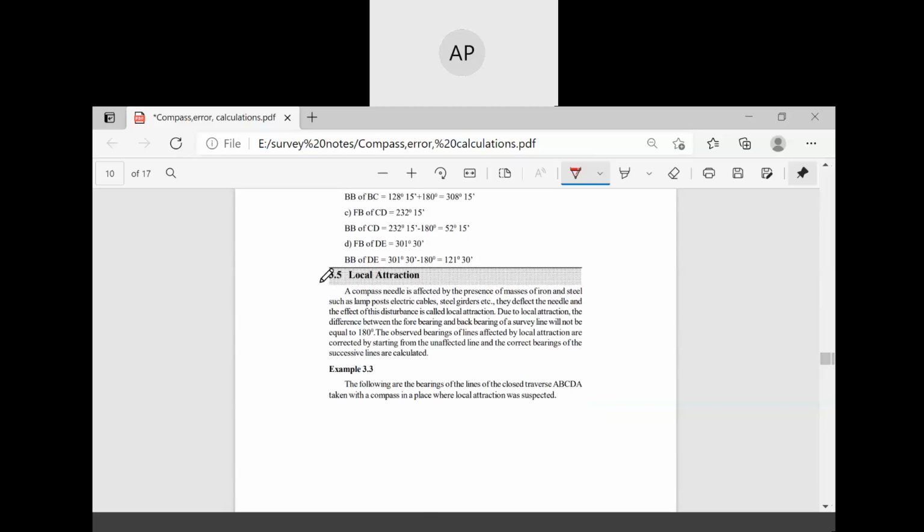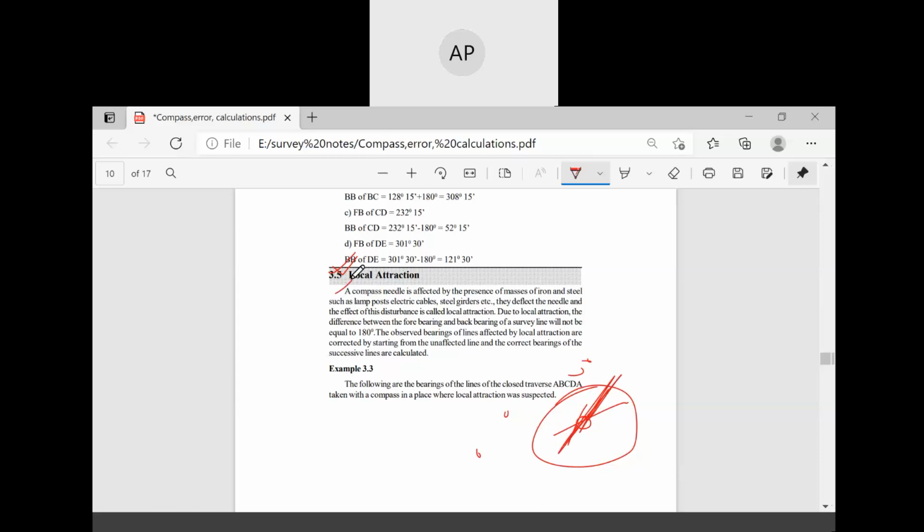And next one is local attraction. What is local attraction? A prismatic compass generally works with a magnetic needle. If it has a magnet, it will attract some substances, iron substances, isn't it? So that will be a local attraction. Due to these substances present in the surrounding field, the needle may deflect and show some deflection due to this iron or steel. Okay, so that is your local attraction.